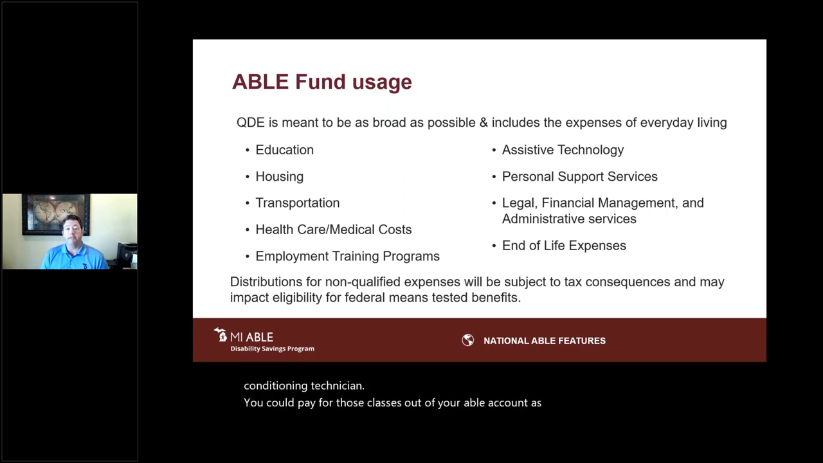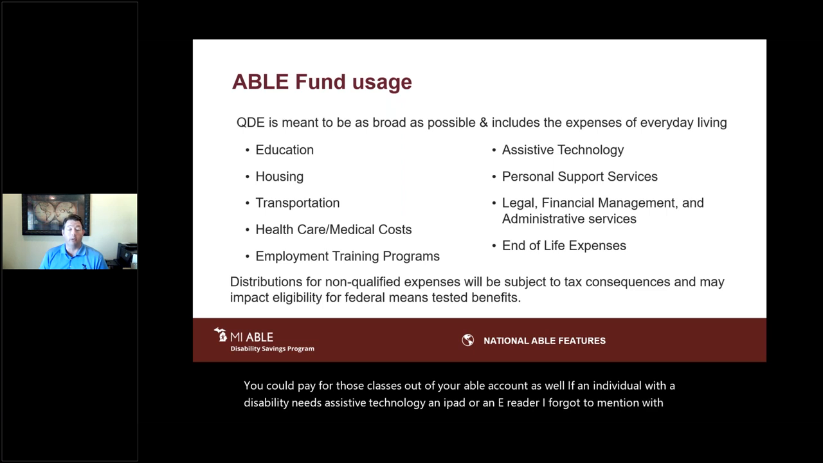If an individual with a disability needs assistive technology like an iPad or an e-reader, I forgot to mention with healthcare costs, any piece of durable medical equipment is also an allowable expense. Anything that's going to help an individual with a disability maintain their individual lifestyle is an allowable expense out of an ABLE account.